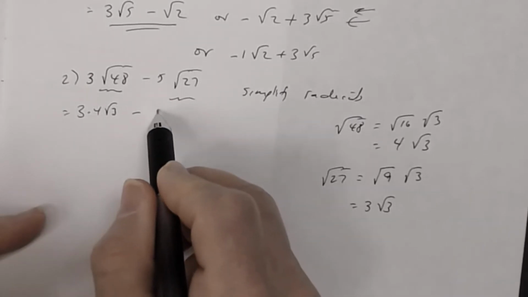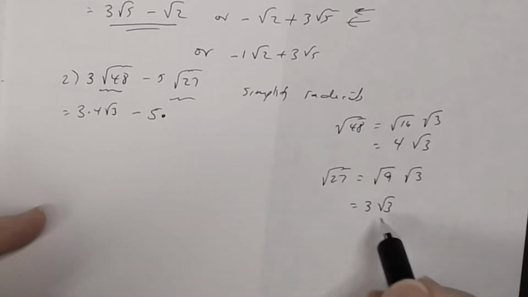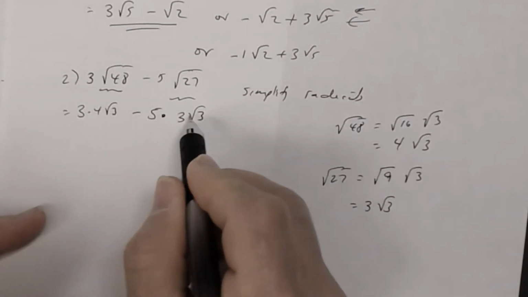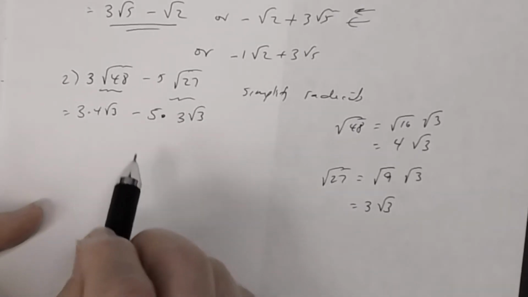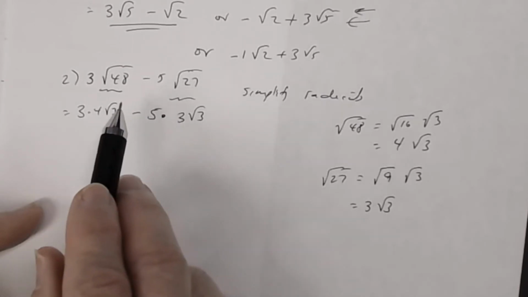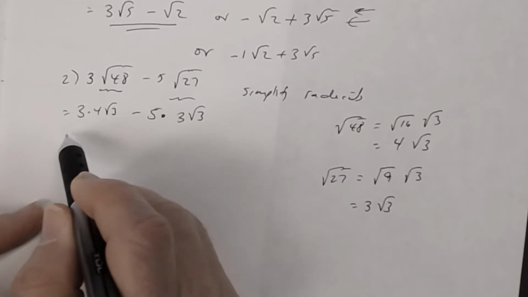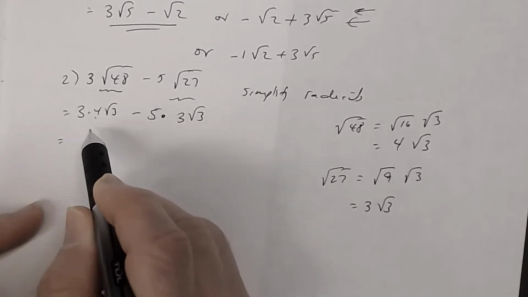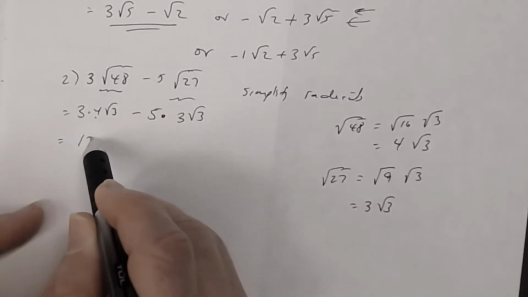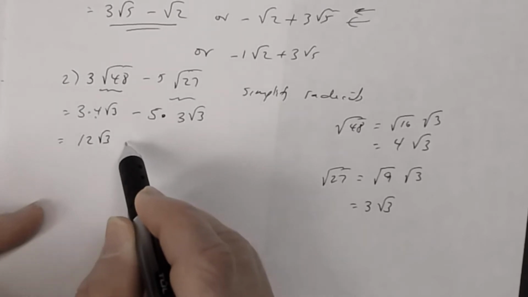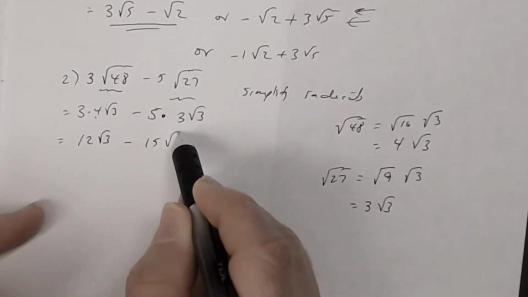So this becomes 5 times 3 square root of 3. So notice the steps. Don't do too much in your head without writing things down. You may mess up. So now 3 times 4 is 12, so I get 12 square root of 3 minus 15 square root of 3.